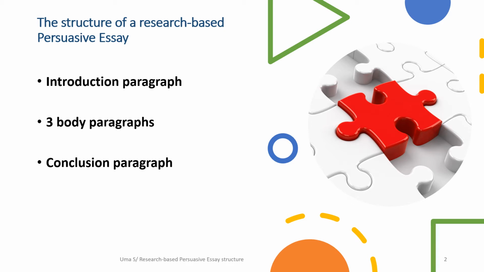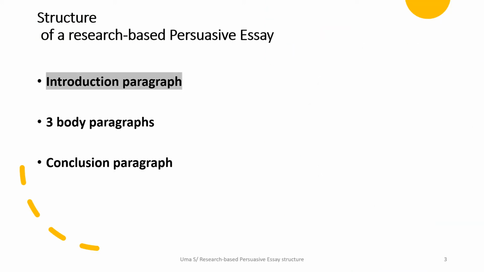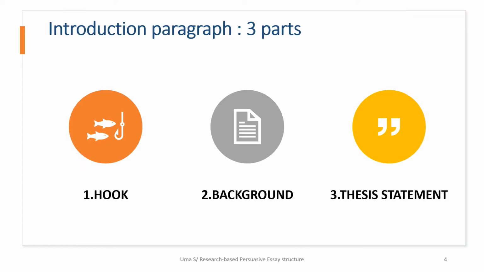The research-based persuasive essay follows the structure of the 5-paragraph college essay. It has an introduction paragraph, 3 body paragraphs, and a conclusion paragraph. We will now look at what goes into the introduction paragraph. The introduction paragraph has 3 parts: the hook, the background, and the thesis statement.